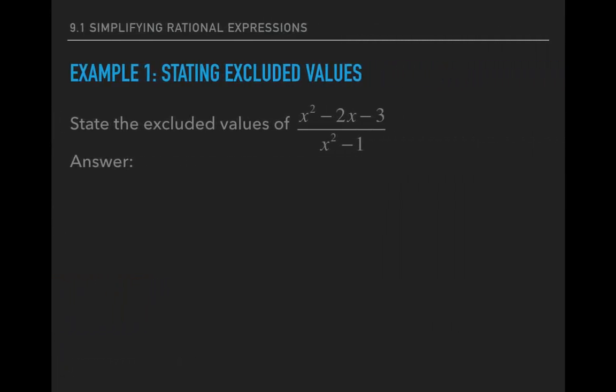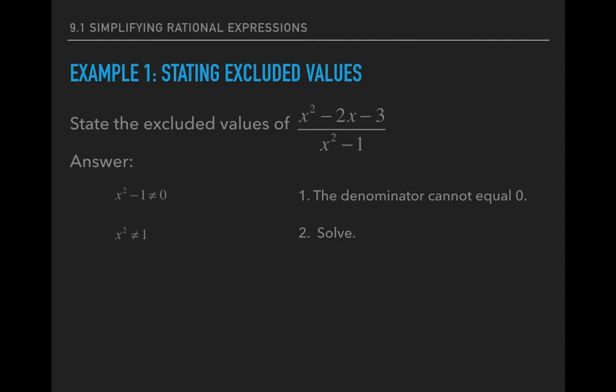Alright, so here's our first example. Together we're going to state the excluded values of this rational expression. Excluded values, those are values that would make your denominator equal to 0. So we're going to figure out what the denominator cannot equal. It cannot equal 0. So let's solve now the expression that you see there. You would add 1 to each side, so x squared cannot equal 1.